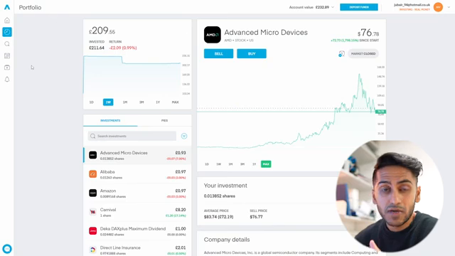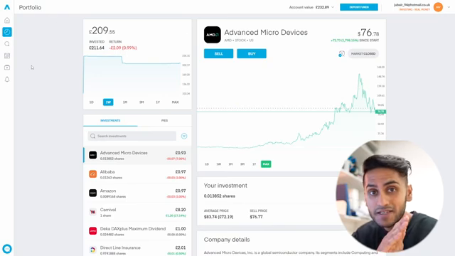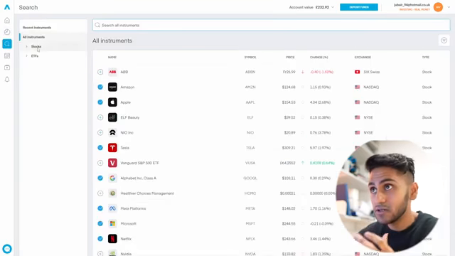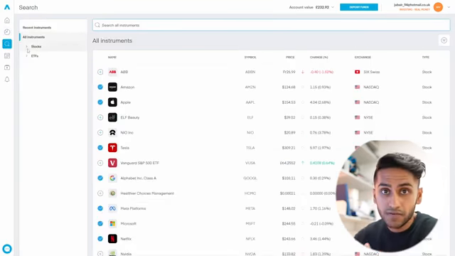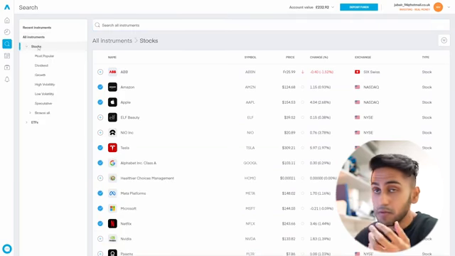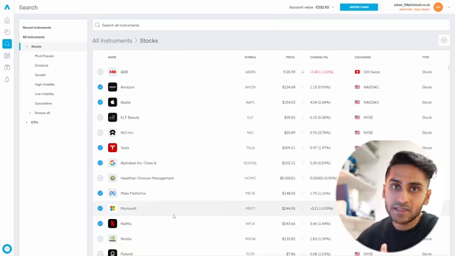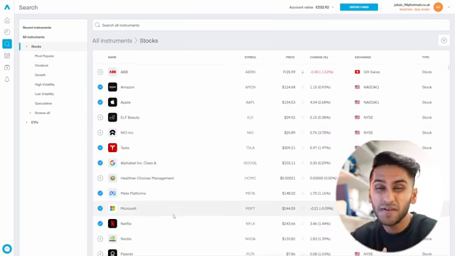Trading 212 allows you to buy and invest in stocks and shares and also ETFs, and we're going to explain that now. If we click the magnifying glass, we can see stocks and ETFs. Let's go through stocks first and explain what stocks really are. When we click stocks, we can see companies such as Amazon, Apple, Tesla, Netflix, and you might have heard of these companies before. They're very large companies.